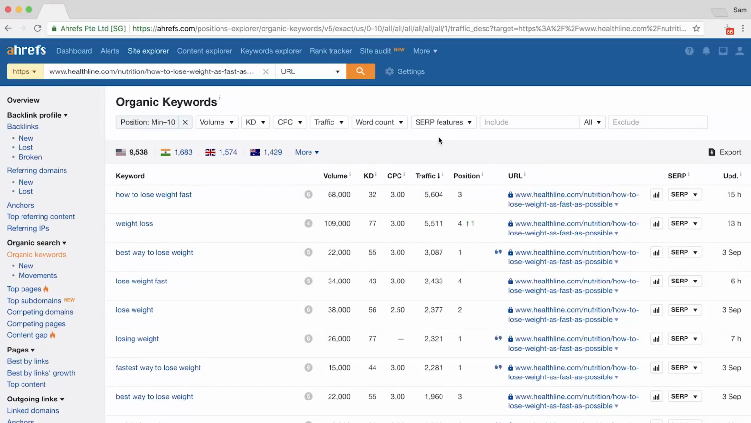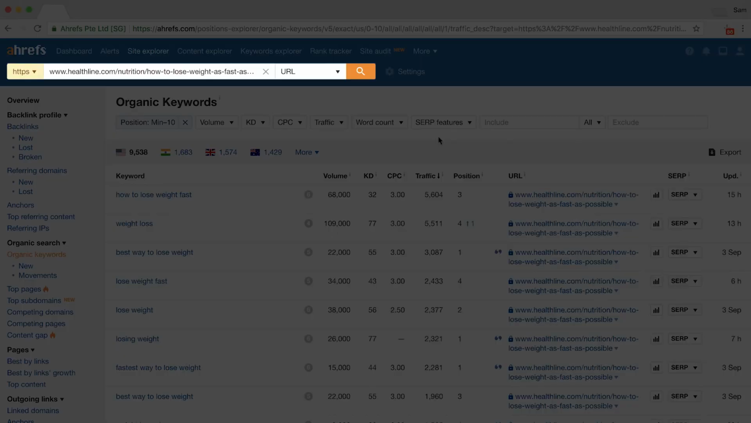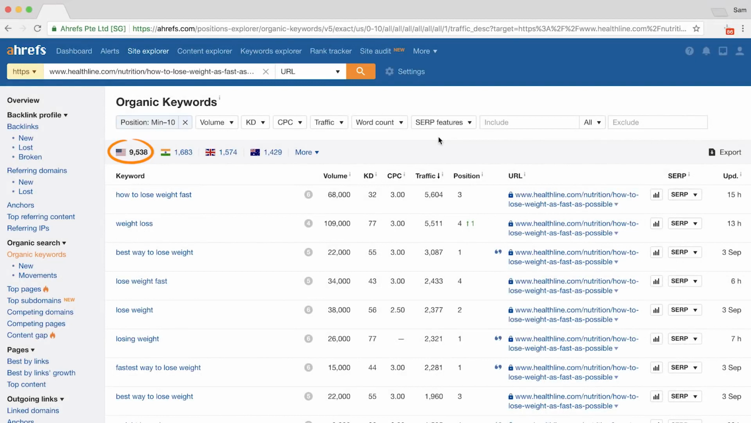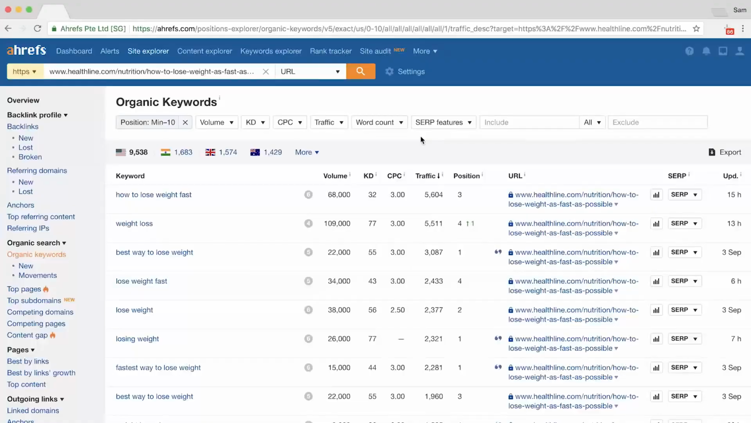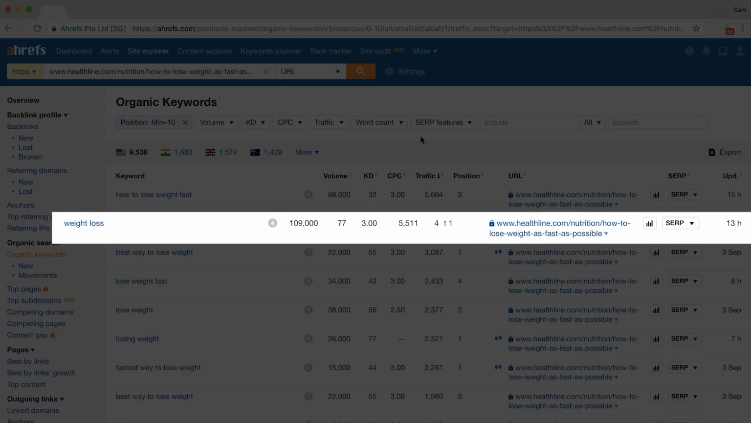If you look at the keyword rankings for Healthline's weight loss article, you'll see that they have around 9,500 keyword rankings in the US that rank in a top 10 position in Google. People are essentially looking for the same thing, but they're typing in all sorts of different variations with the same or similar search intent. So the head term here is clearly weight loss, which has 109,000 searches per month, meaning that any queries with, let's say, 500 searches per month are 100% long tails, right?